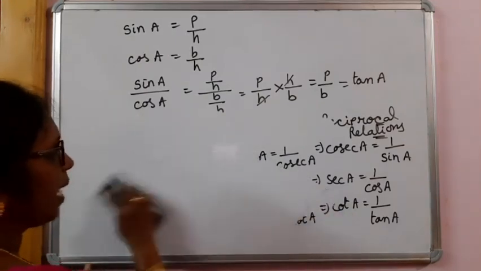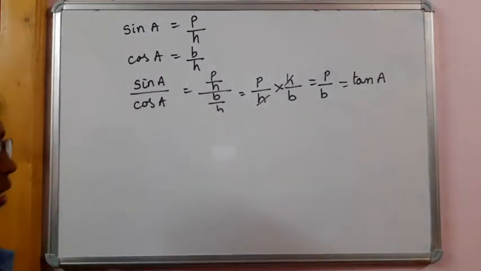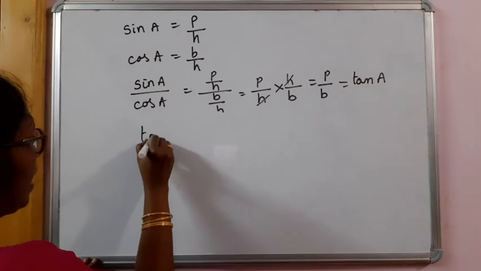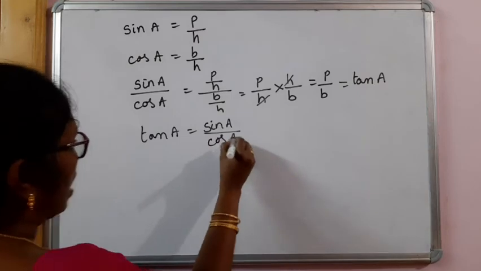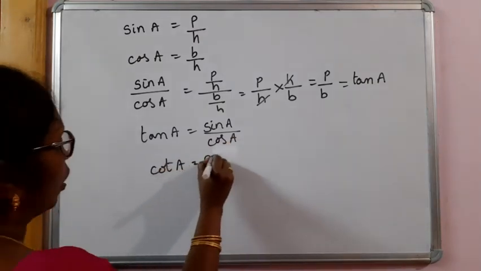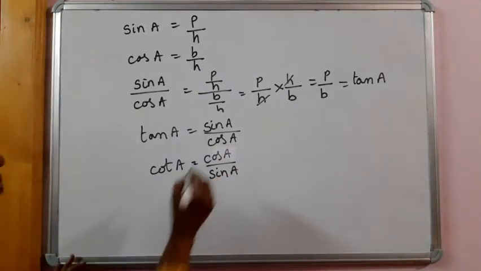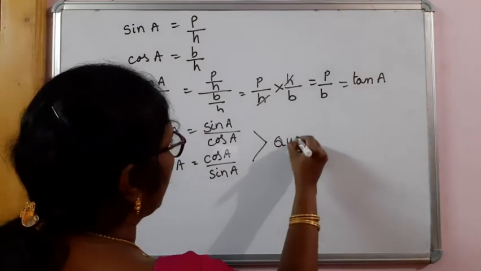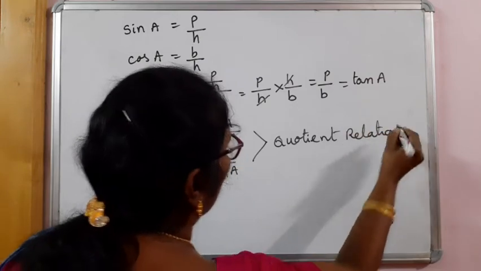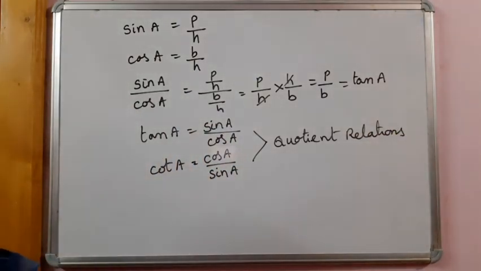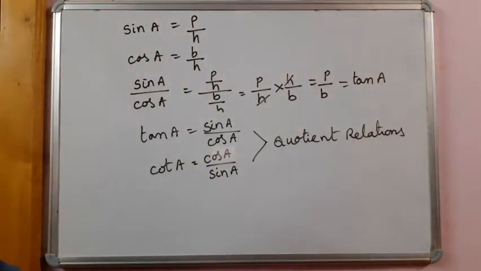Same way, cot A is equal to, you know that tan and cot are reciprocal to each other. So, tan A is equal to sin A by cos A, that we got now, and cot A is equal to cos A by sin A, because tan A and cot A are reciprocal to each other. These are known as quotient relations. All these you have learned in your previous class. Okay, and trigonometric ratios of complementary angles also you have learnt.